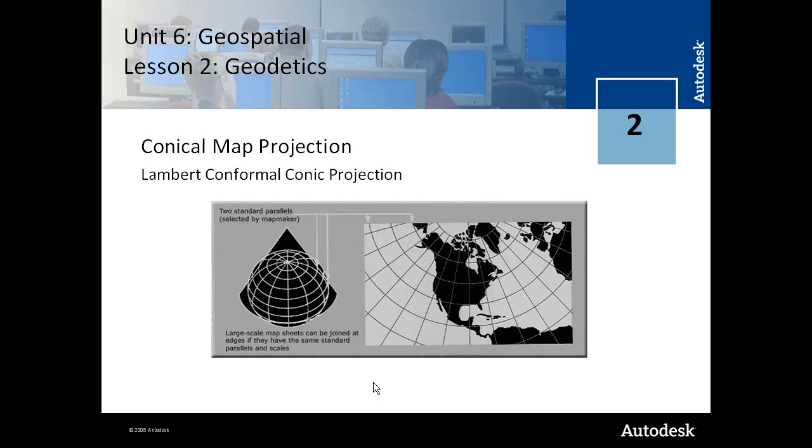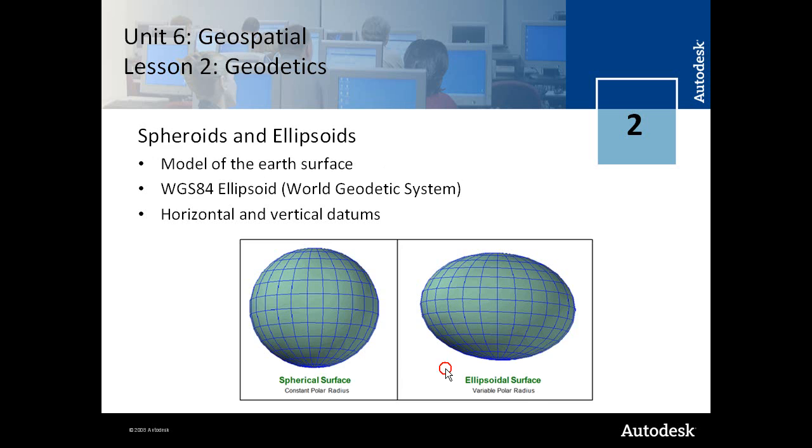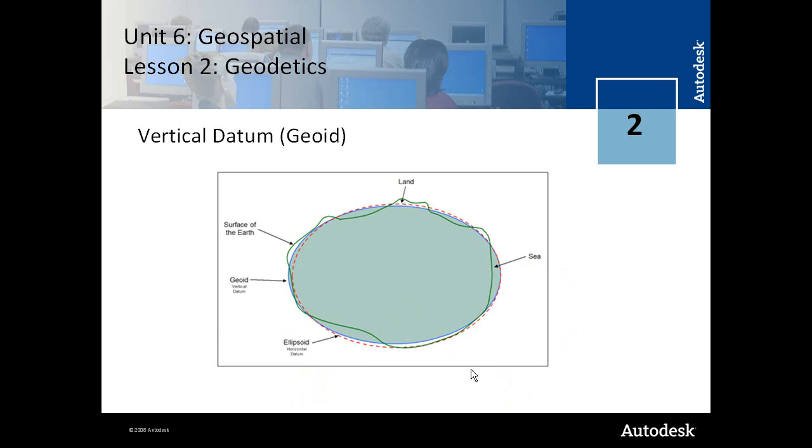A conical projection is a similar type of projection, except it projects the Earth's surface onto a cone. And the Lambert conformal conic projection is perhaps the most common or the most familiar conical map projection used. Spheroids and ellipsoids are used to model the Earth's surface, and perhaps the most common is the WGS, World Geodetic System 84 ellipsoid, and they contain both horizontal and vertical datum information. So here you can see the surface of the Earth is actually irregularly shaped, the geoid for your vertical datum, and then the ellipsoid for your horizontal datum.